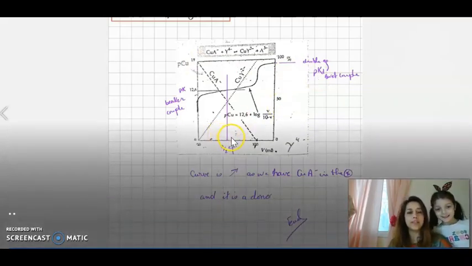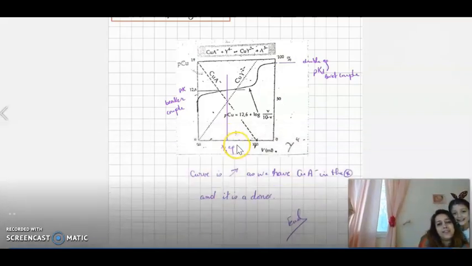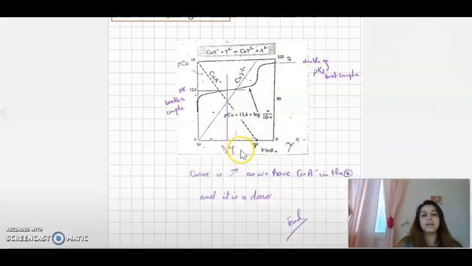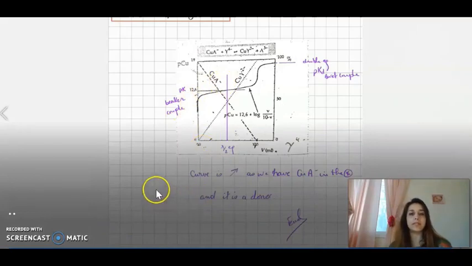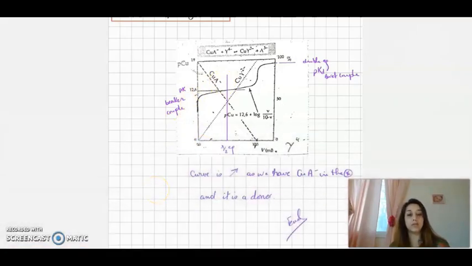Here the curve is increasing because, as I have in the medium CuA-, and CuA- is a donor, it's similar to the acid. The curve will be increasing. But if I have in my beaker Y4- instead of CuA-, like in this example, the curve will be like a base acceptor, it will be decreasing. Thank you.